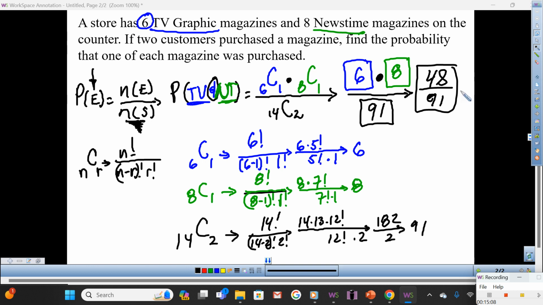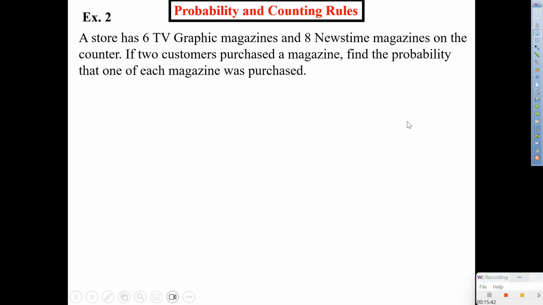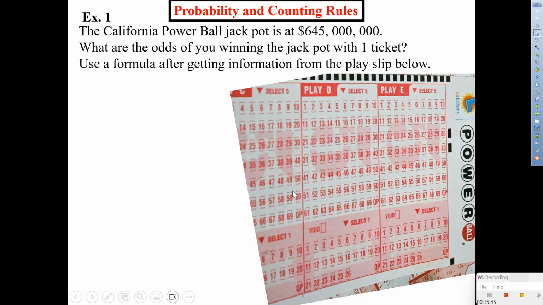All right. So, with that said, look at this next one. And it reads, the California Powerball jackpot, right now, I stopped this morning to get my coffee, and I saw that it was at $645 million. Let me repeat that again. The Powerball is at $645 million. Isn't that crazy?